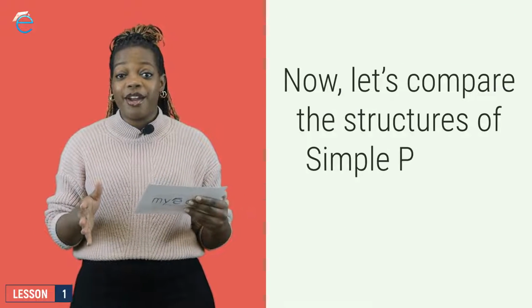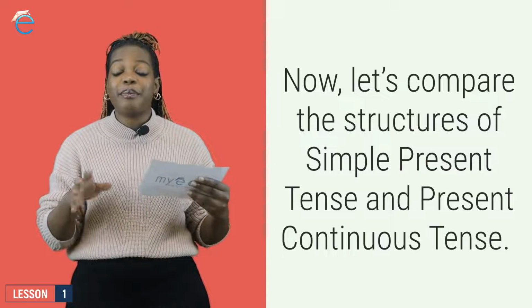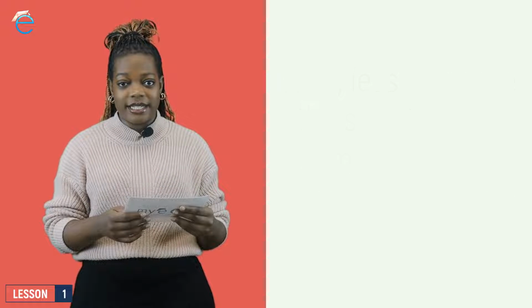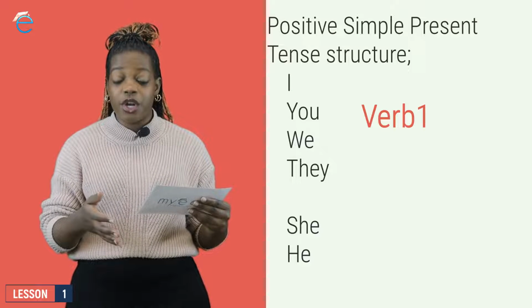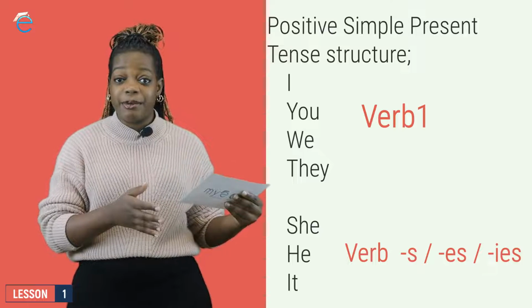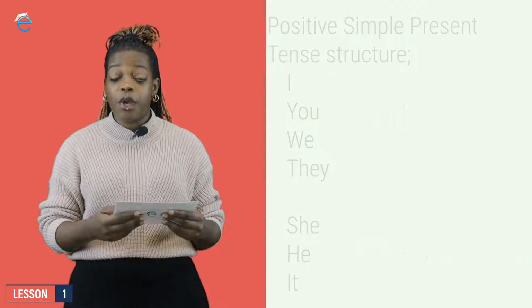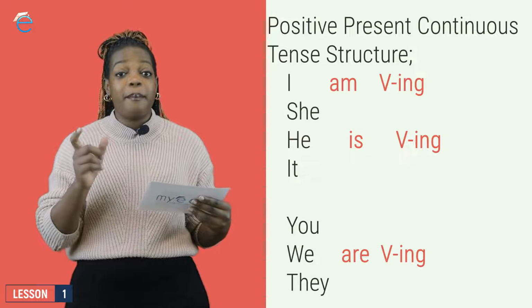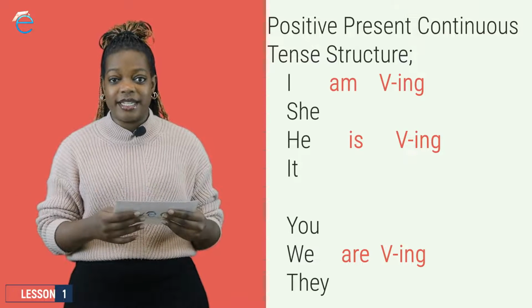Now let's compare the grammatical structure of simple present tense and present continuous tense. Let's start with positive sentences. When I have a positive sentence in the simple present, all I have is my subject plus the verb and the rest of my sentence. When I have present continuous, I have my subject, be verb, verb ing, and the rest of my sentence. Both of them are pretty simple.